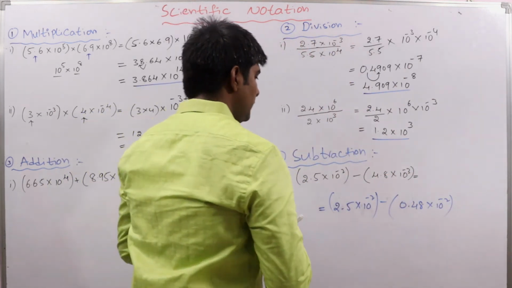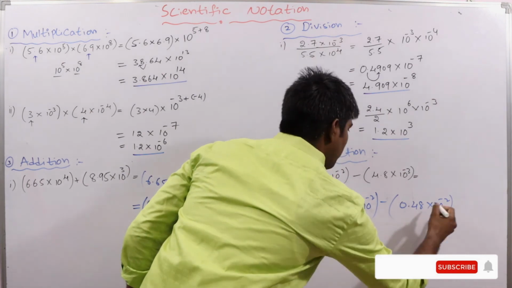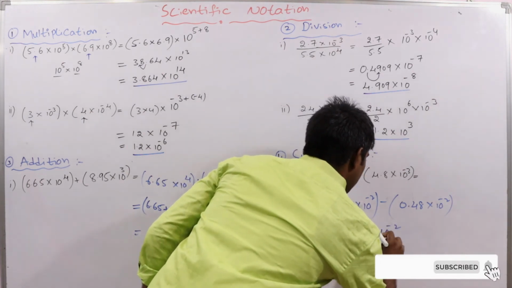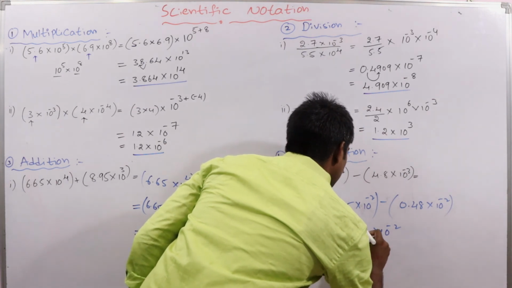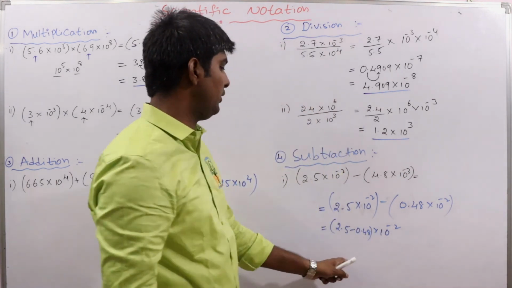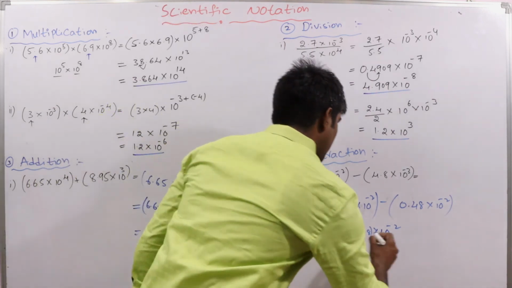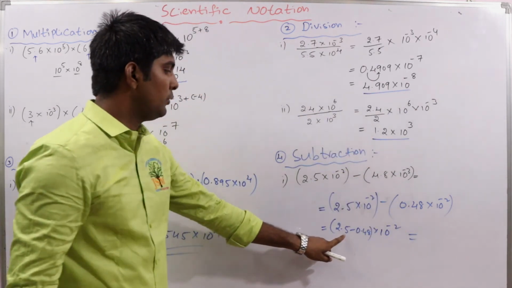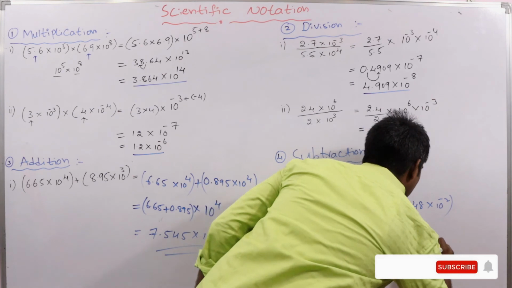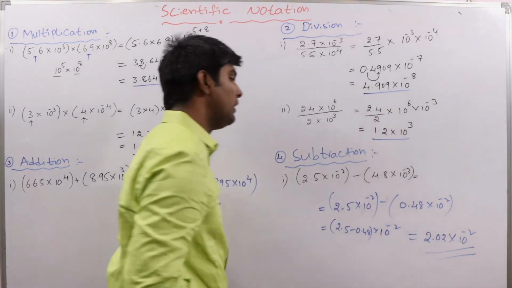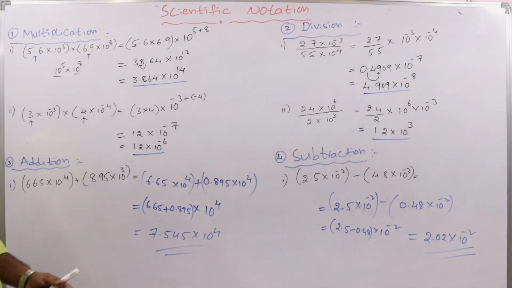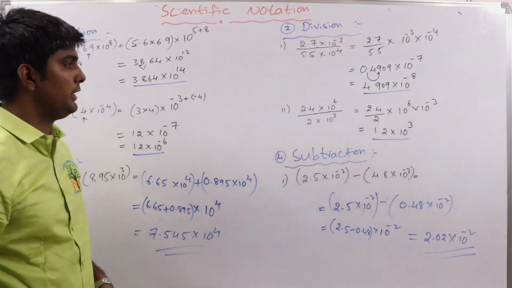Now here, 10 power minus 2 is common, right? So take it out, 10 power minus 2. So 2.5 minus 0.48 into 10 power minus 2. So here we get 2.5 minus 0.48, 2.02 into 10 power minus 2. So this is also already in the scientific notation, so that's why no need to make any change here.